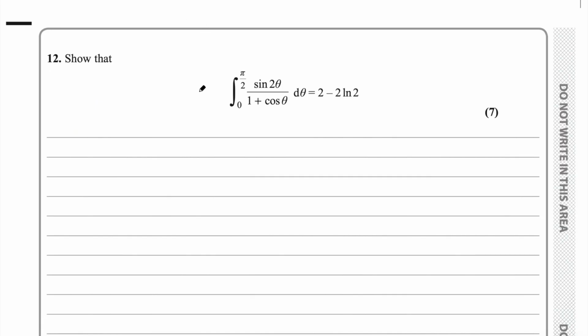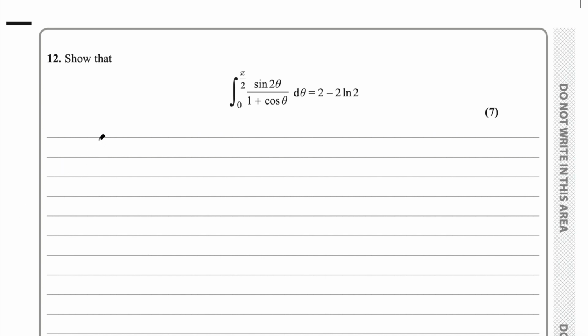Question 12 says, show that the integral from 0 to pi on 2 of sine 2 theta over 1 plus cosine of theta with respect to theta equals 2 take 2 log 2. And this is for 7 marks. I'm just going to focus on the integration, and I'm going to ignore these 0 and pi on 2 to start with.